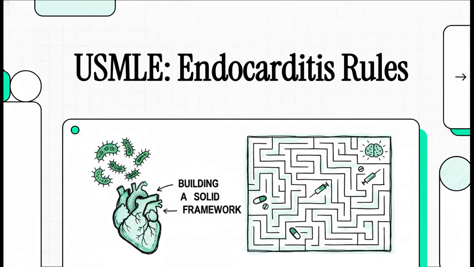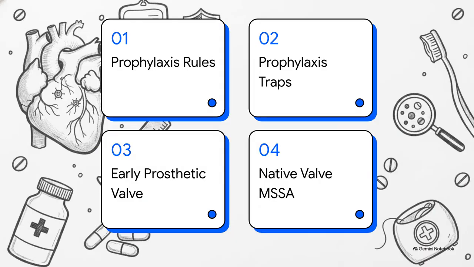By breaking down the source material into a really clear, logical framework, we're going to get your brain totally prepped to tackle any clinical vignette with absolute confidence. Let's get into it. Here's our quick roadmap for today's explainer. First up, mastering IE prophylaxis rules. Then, avoiding the prophylaxis traps. Third, we'll hit early prosthetic valve treatment. And finally, native valve MSSA therapy.